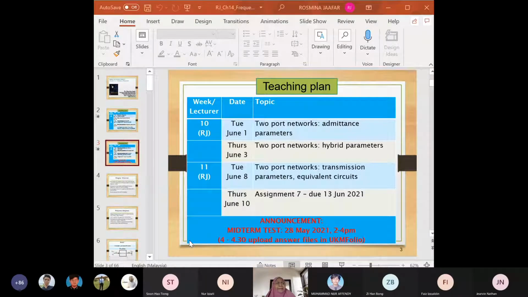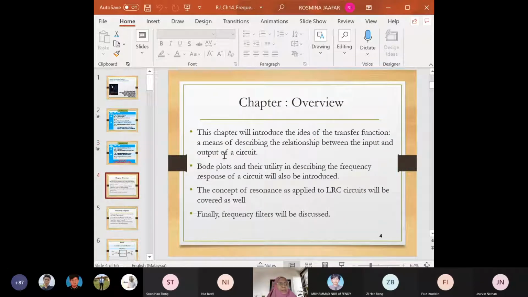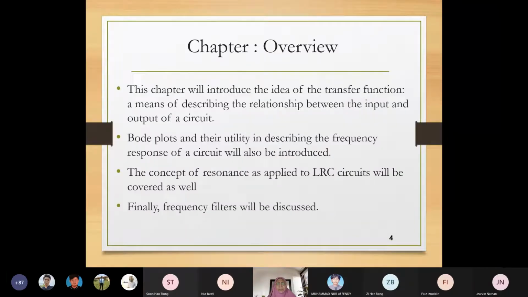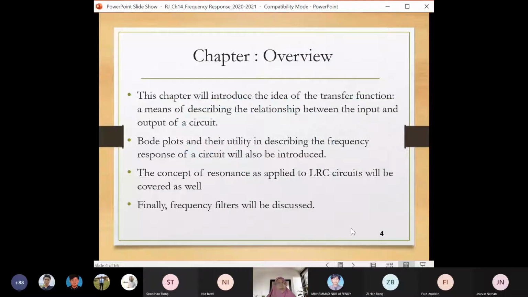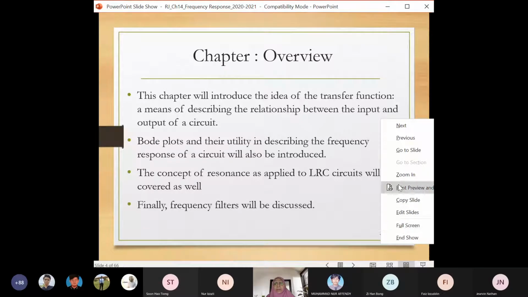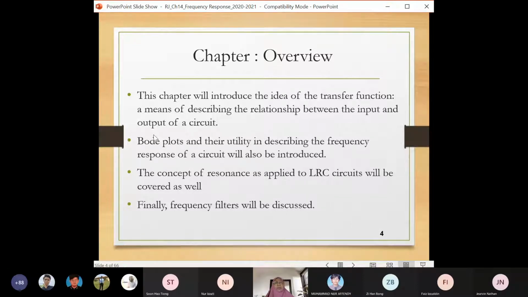All right. Okay, let's continue with the lecture on the frequency response. Okay, let me make it as slideshow. Okay. And I put a pointer here. Pointer. Oh, it's okay. Do you see my pointer?